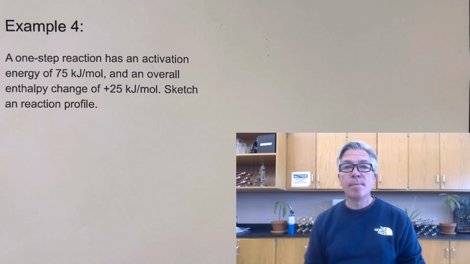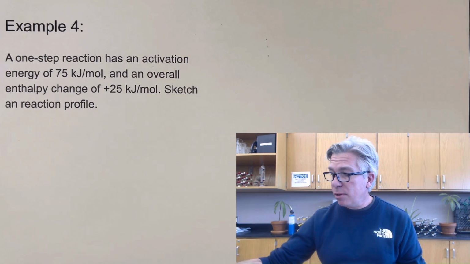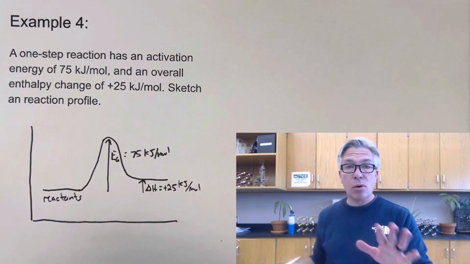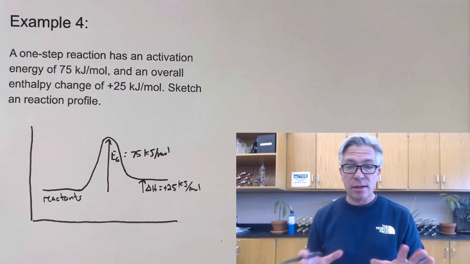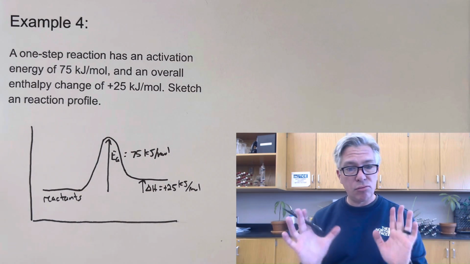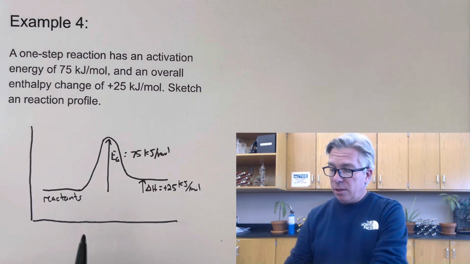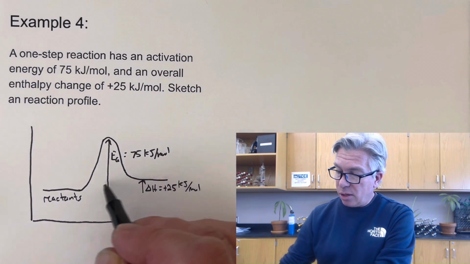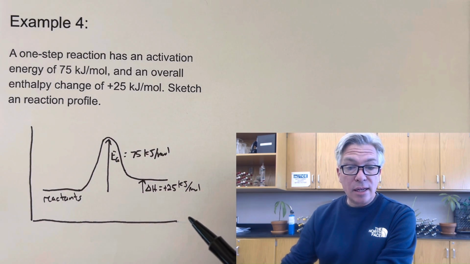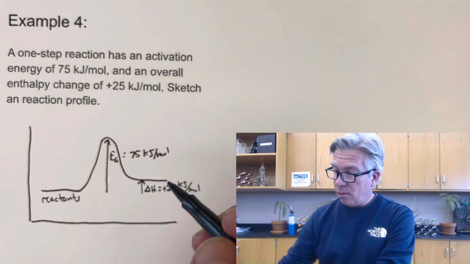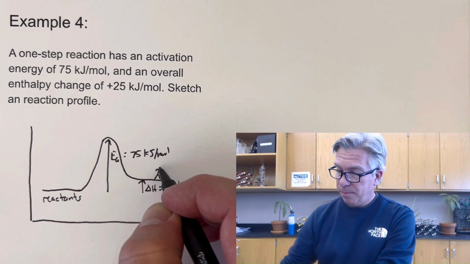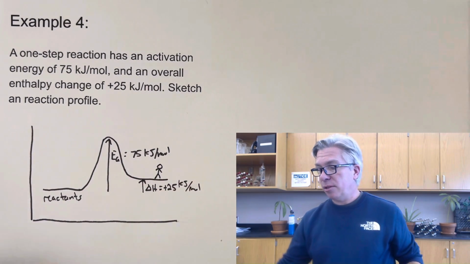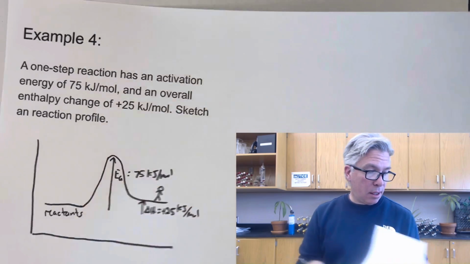Okay, if you were able to come up with a reaction profile that looks kind of like mine, it won't look exactly like mine. They don't have to. We're not looking for fancy artistic skills here. We're just after a visual generalization of what's going on. You should have a hill that's about 75 kilojoules tall, and you ultimately end up higher than you started, at plus 25. So the activation energy for the reverse reaction, going back that way, would be 50. 75 for the forward reaction, and then only 50 to get back up over the hill in the reverse direction. So good job on that.